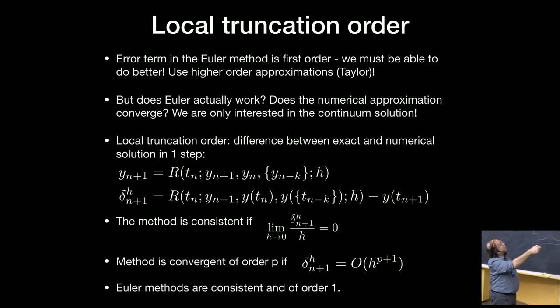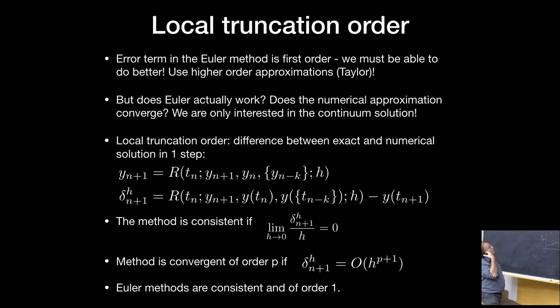I can figure out now what my local error is. In particular, this is what we call the truncation error. Just computing certain terms in the Taylor series, I truncate after a certain number of terms. So for the Euler method, we've just seen this is first order. But of course, we must be able to do better, so we could use some higher order approximations of the Taylor series.